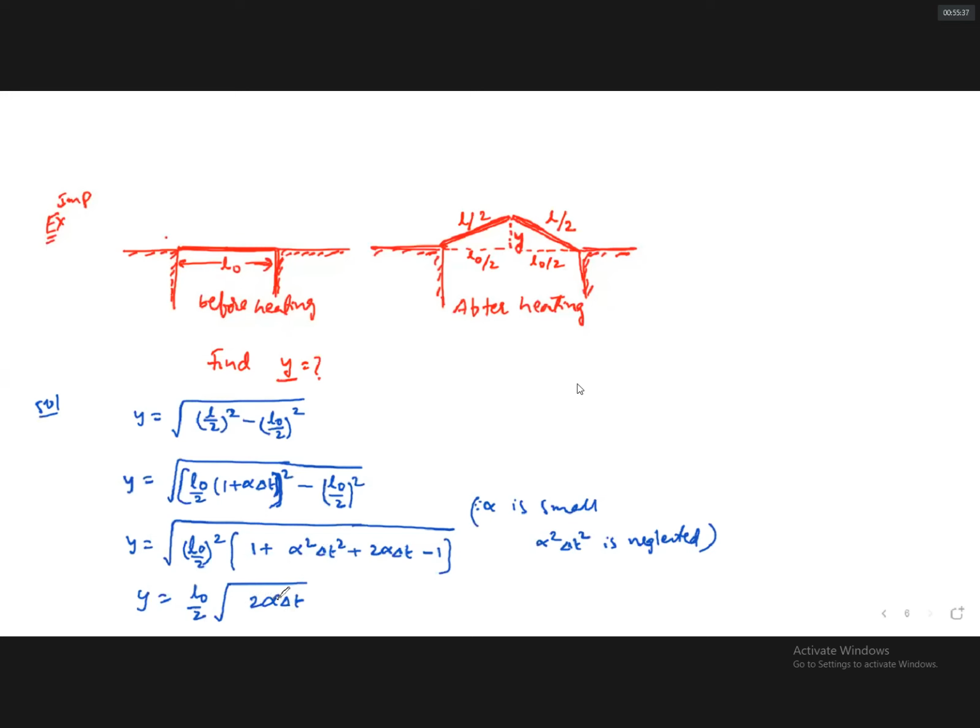If numerical values are given, where alpha is the coefficient of linear expansion of the rod and L0 is the initial length of the rod, we can calculate by what height the midpoint of the rod rises after heating.